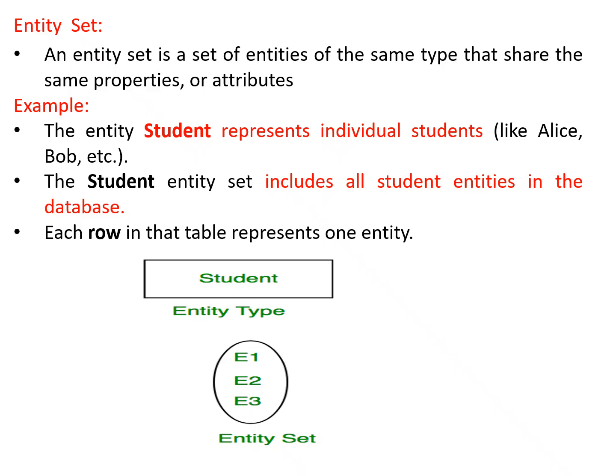What is an entity set? An entity set is a set of entities of the same type that share the same properties or attributes. For example, the entity student represents individual students like Alice, Bob, etc. That student entity set includes all the student entities in the database. Each row in that table represents one entity. So here student contains entities E1, E2, E3, which wholly we can call an entity set.